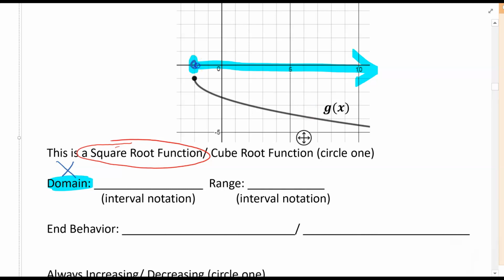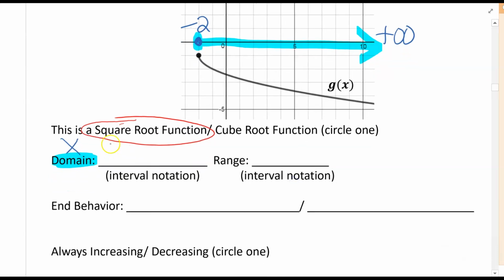So this endpoint is which x value? -2. And it goes forever to the right to positive infinity. Okay? So when you write your domain, you're going to go from left to right. So this is going to be a -2 with a bracket, comma. It goes forever to positive infinity. We never reach infinity, so we put an open parenthesis.